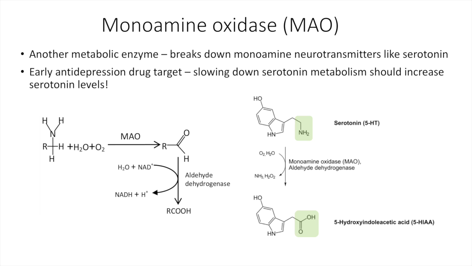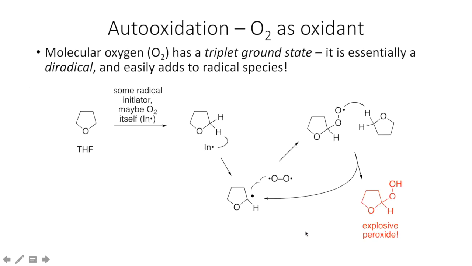And this is the general thinking. Again, the mechanism is similar to cytochrome P450, where we're going to chop this carbon-nitrogen bond and end up with an oxidized metabolite. So one powerful oxidant that we see every day is oxygen. When molecular oxygen acts as an oxidant, we call that autooxidation.